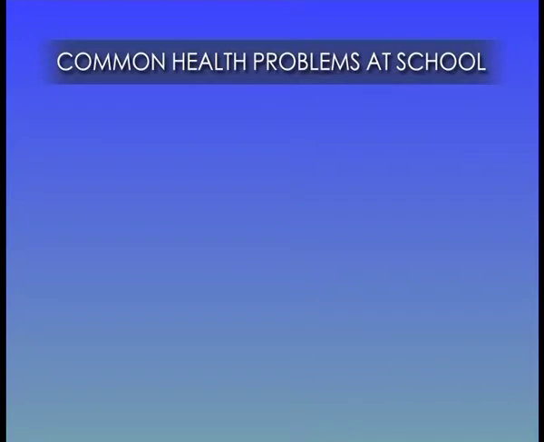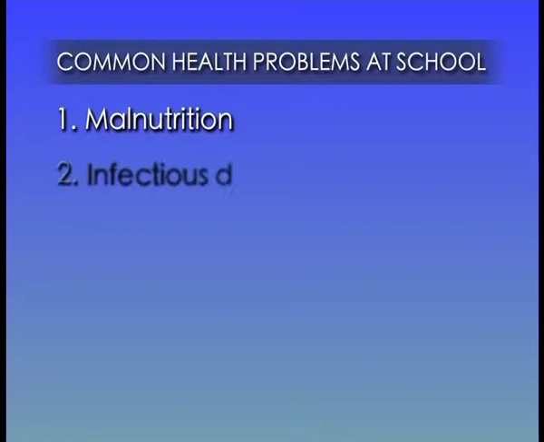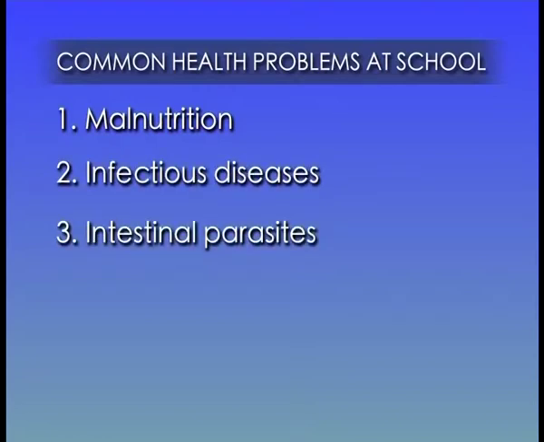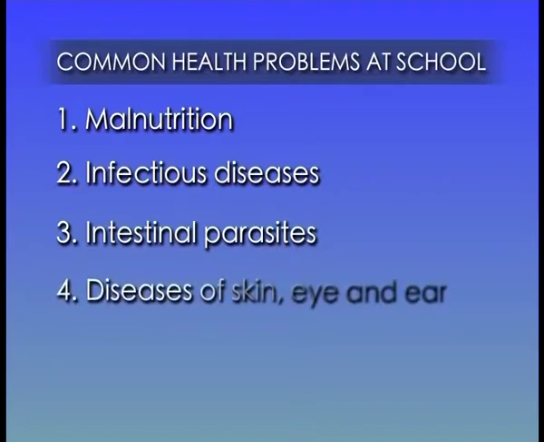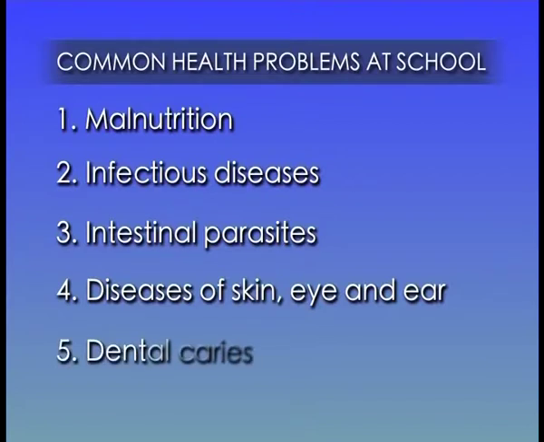Thus, the ultimate aim of school health services is to promote, protect, and maintain the health of school children and reduce morbidity and mortality. So now, common health problems at school. Common health problems at school level are: number 1, malnutrition; number 2, infectious diseases; number 3, intestinal parasites; number 4, diseases of skin, eye, and ear; number 5, dental caries.